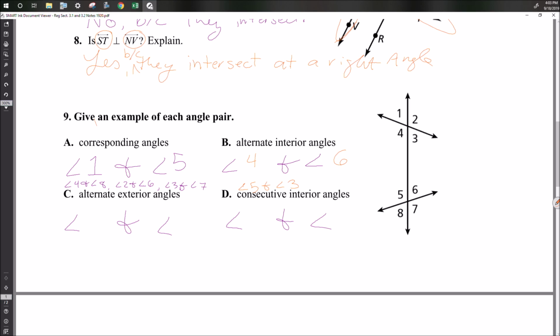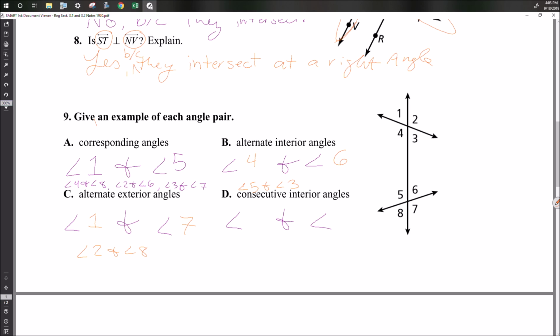Our alternate exterior angles, there's 2 options again. They would be angle 1 and angle 7, or you could have said angle 2 and angle 8. They are outside the two lines and they are on opposite sides of the transversal, making them alternate exterior angles.